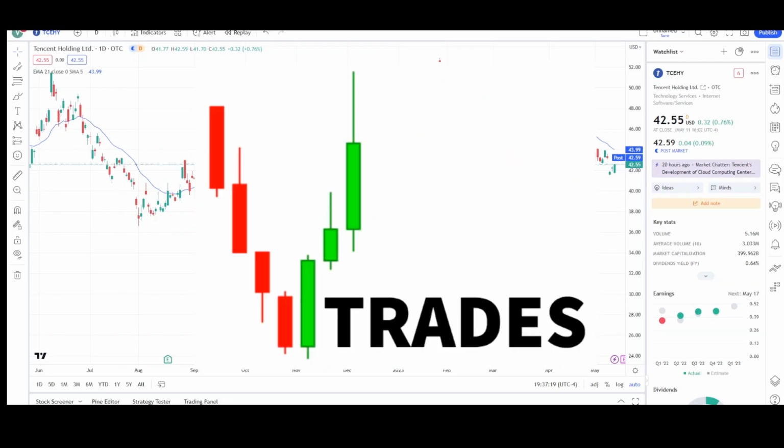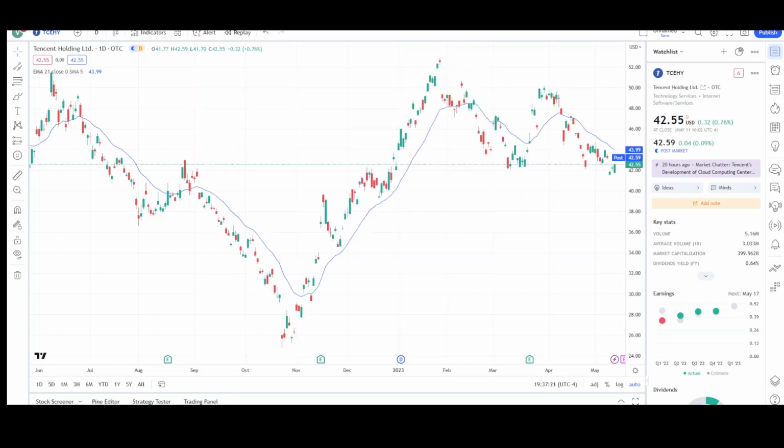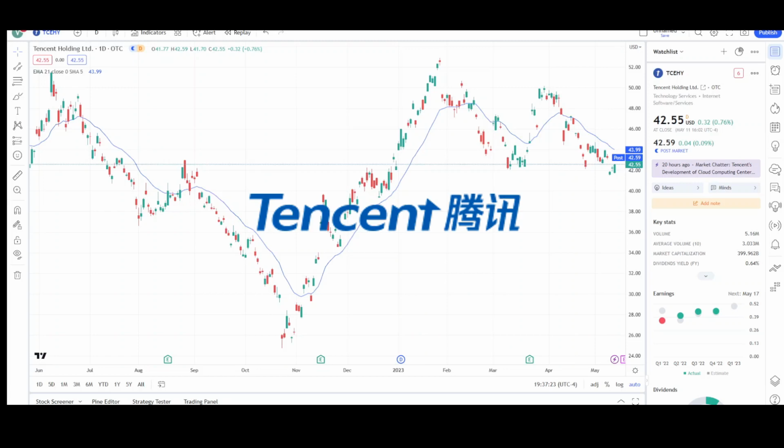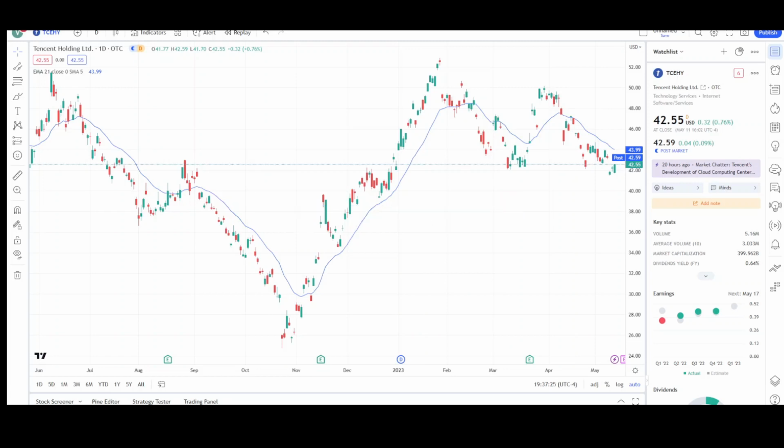What's up, traders? This is Vee Trades, and today I will be doing a technical analysis breakdown for Tencent Holdings with the ticker symbol TCEHY. I will first go over what I see on the daily chart and finish the video off with the weekly chart. So here we have Tencent again on Thursday.